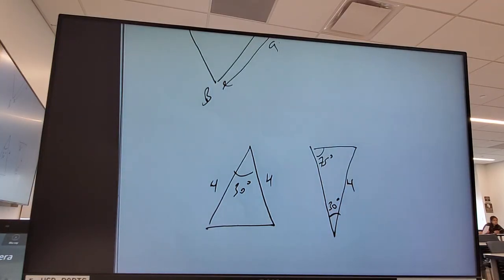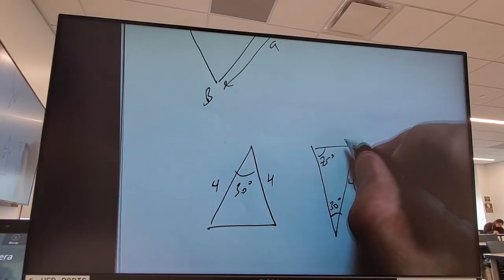So you can very easily figure out all the angles are the same, but that just gives you similarity. It doesn't give you congruence, right? But what kind of triangle is both of those? You have to figure out the other base angle here. What's the other base angle? So what kind of triangle is this one?